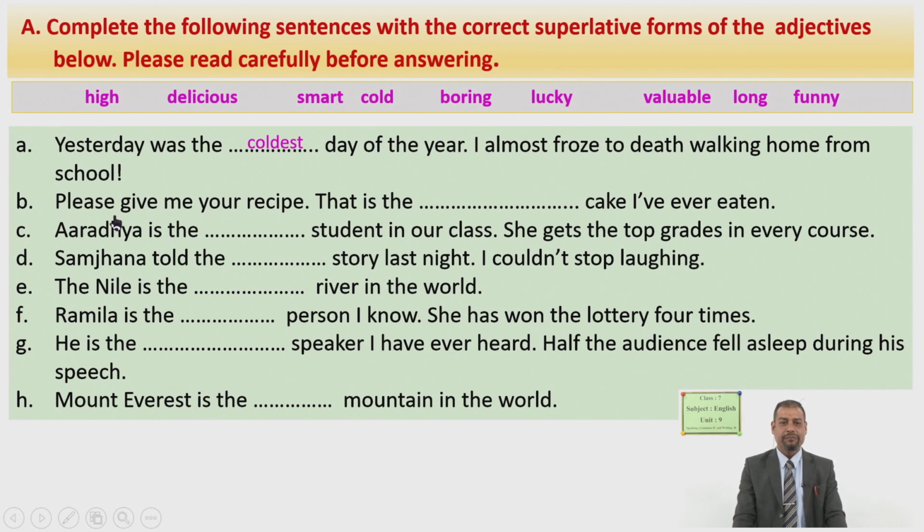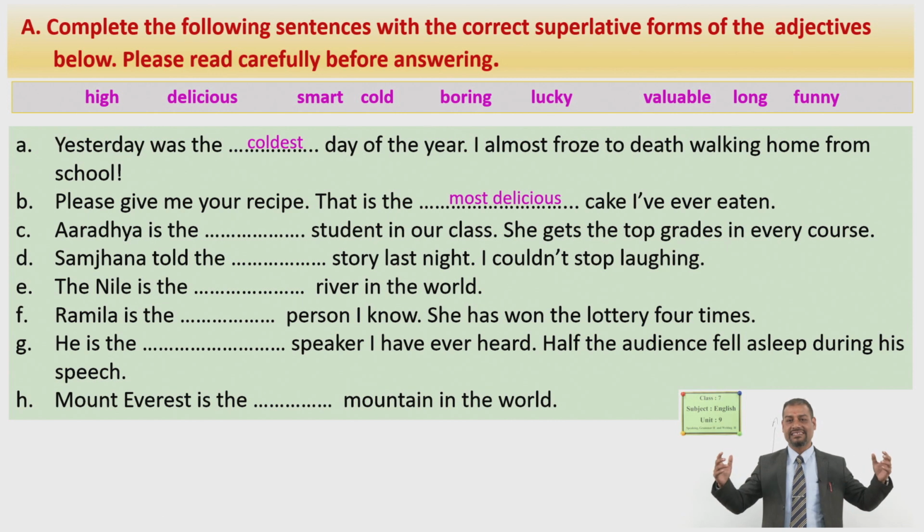Now B, please give me your recipe. That is the. Now, which adjective is suitable here? First of all, you have to find out what is that. All right, that is delicious. And what is the superlative form of delicious? Can you tell me? Deliciousest? No. Then what is it? Yes, that is the most delicious cake I have ever eaten. Good job.